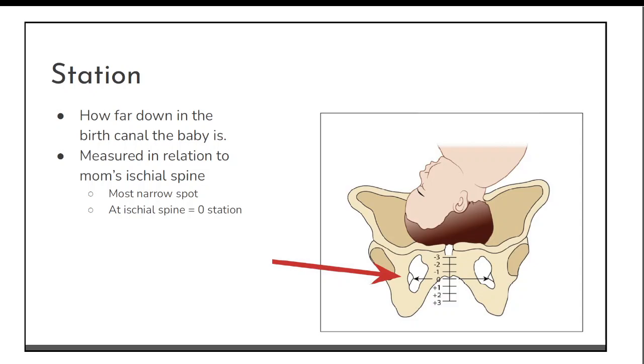Sorry, I have to sneeze. If they are at -2 centimeters above those ischial tuberosities, that ischial spine, then they are at -2 station. Once they pass through that most narrow part of the spine and start descending lower into the birth canal, we measure it in positive centimeters. So 1 centimeter below, they're +1, 2 centimeters +2, +3.